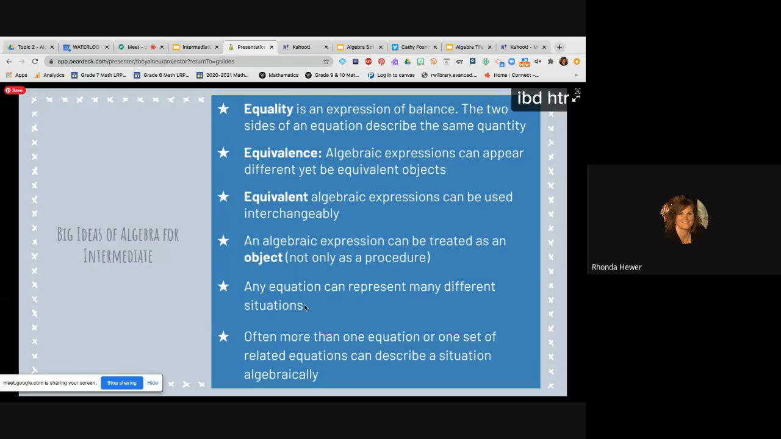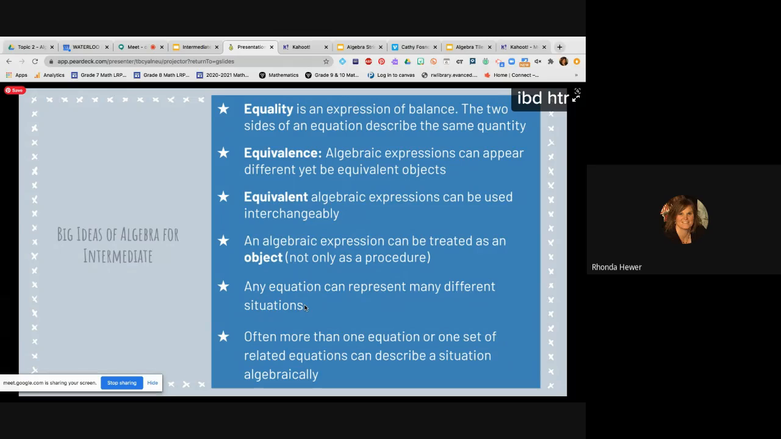Equivalence: algebraic expressions can appear different, yet be equivalent objects. We are very quick in intermediate to get them to simplify an expression to its simplest form. Not that that's a horrible thing, but it doesn't need to be the emphasis, okay? It is okay for them to see an expression looking very different.